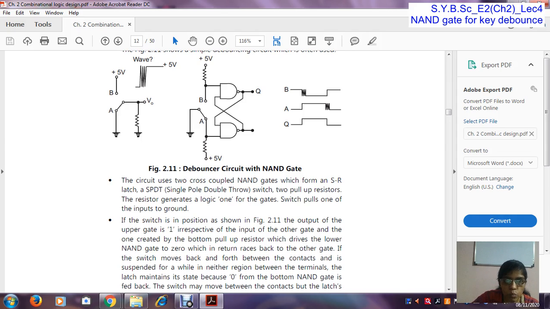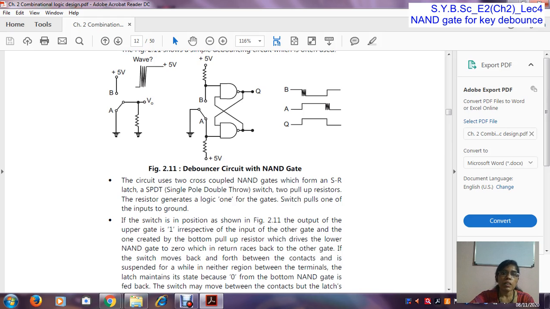So this output is connected to the input of the first NAND gate. So here the input of the first NAND gate is 0, and the other input is also a 1, because this register is connected to logic 1. So 1 and 0 means 1. So here we get this 1 output latched in this latch circuit.